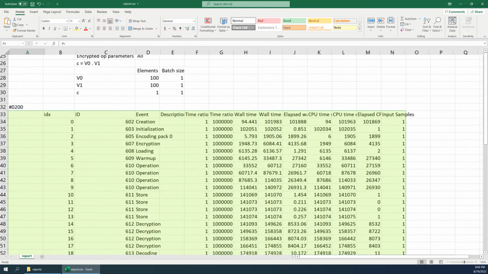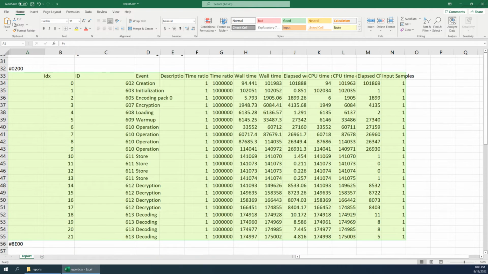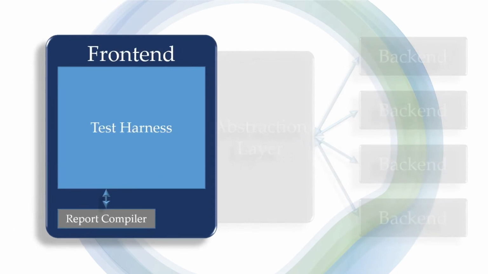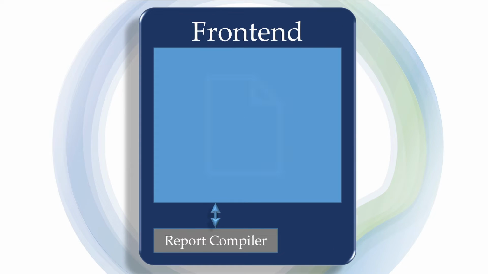Because of the exhaustive nature of report files, reading their content directly may be a bit cumbersome. To facilitate report visualization, comparisons, and usability, HEBench packs a report compiler tool in its front-end component. By default, a test harness run will automatically call the report compiler to process and collate the information in the reports into neat statistics and summary files.